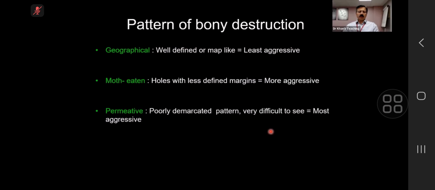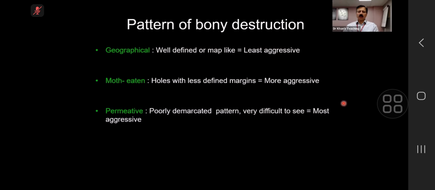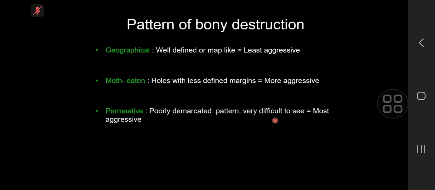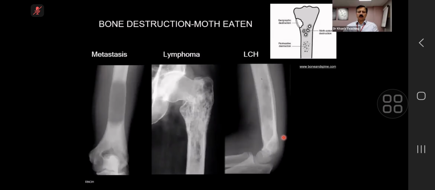So the next heading is pattern of bone destruction, and the geographical pattern is least aggressive, moth-eaten is more aggressive, and permeative is the most aggressive. So these are examples of geographical bony destruction: simple bone cyst and a giant cell tumor.